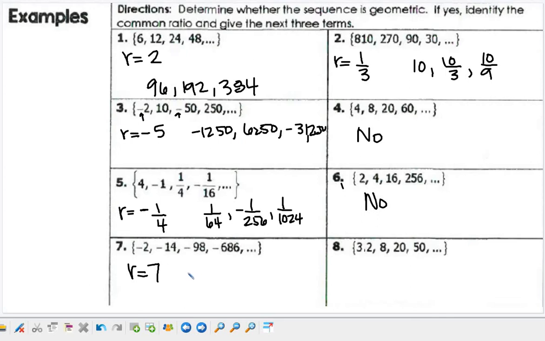And my next numbers are rather large. So times 7 is 4802, times 7, 33,614. And then times 7, 235,298.